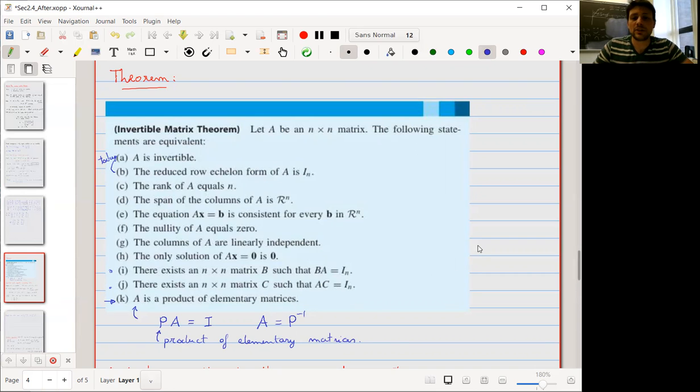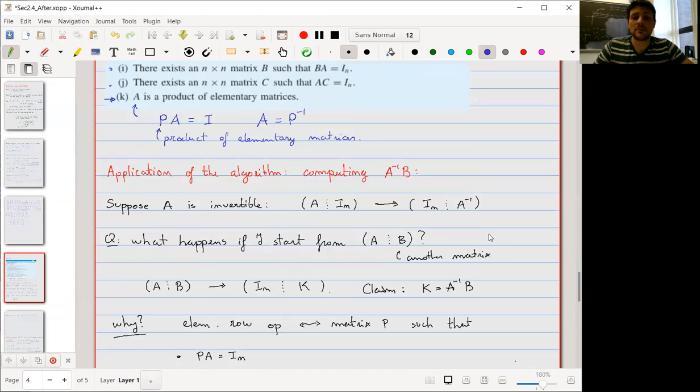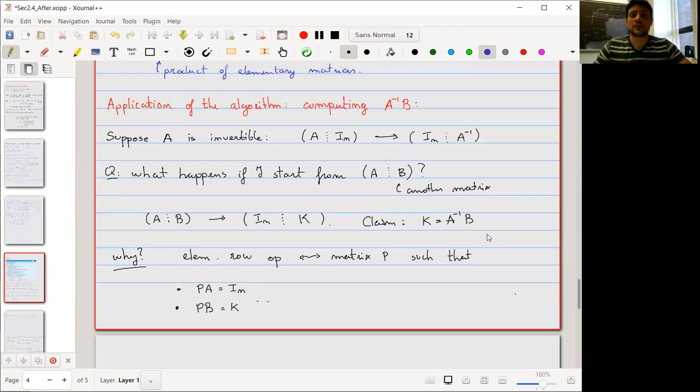Okay, let's have a look at a couple of consequences of this theorem. There's a couple applications that I should mention at this point. One is a way to compute A inverse times any matrix B. So this is some sort of elaboration on the algorithm that we used above to compute inverses.